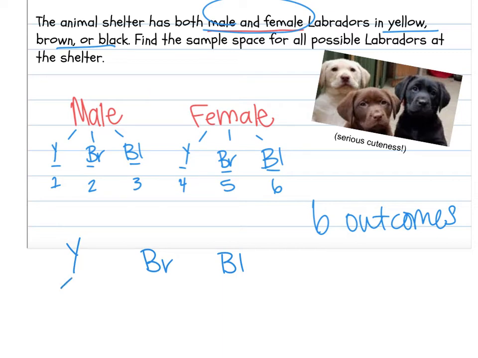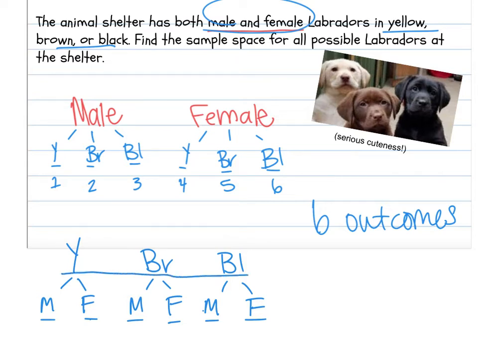If you chose a yellow lab, you could have gotten male or female. A brown lab, you could have gotten male or female. And a black lab, you could have gotten male or female. And then again, if you count 1, 2, 3, 4, 5, 6, you still get the same answer. You do not count the top part. You only count the outcomes down at the bottom.